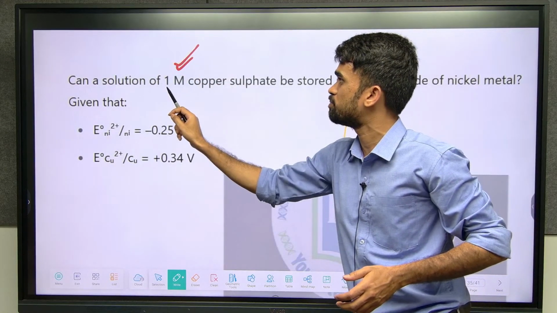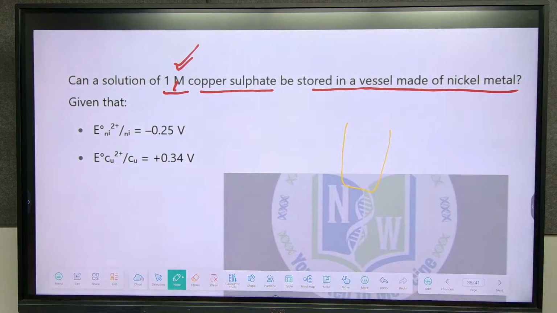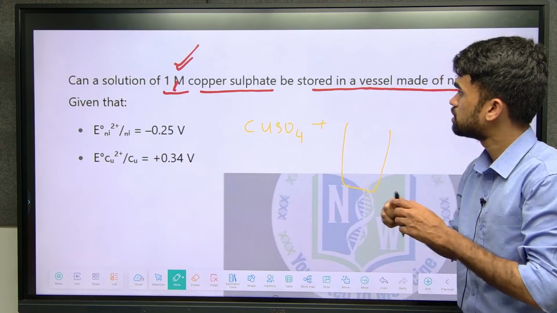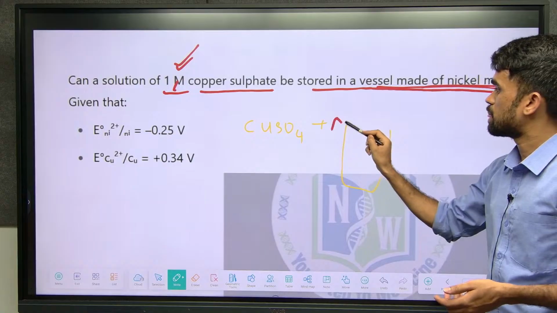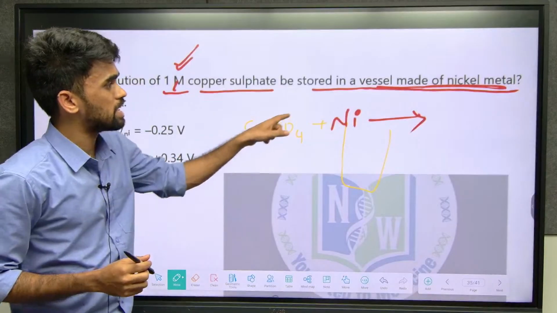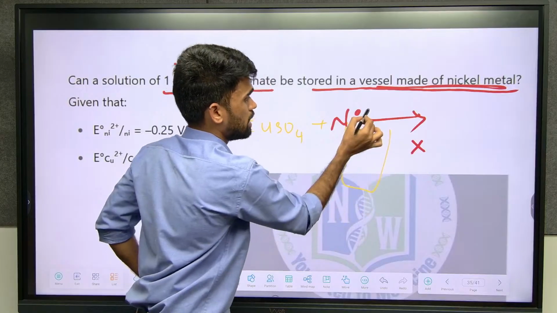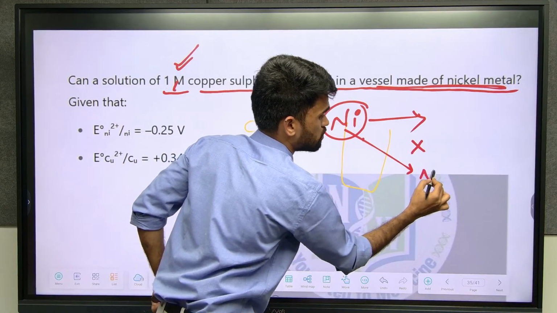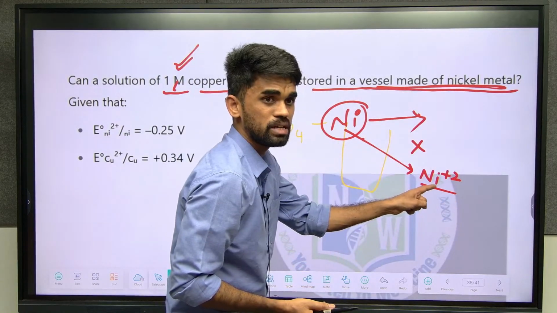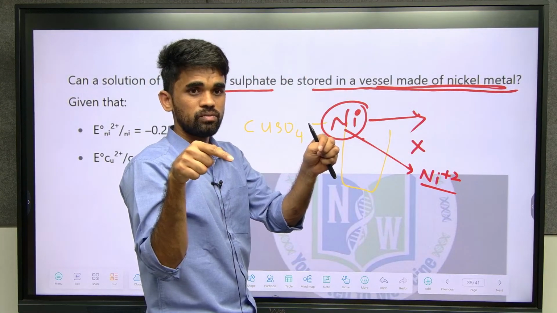See, can a solution of 1 molar copper sulfate be stored in a vessel made up of nickel or not, they are asking. What they are asking: copper sulfate in what? Nickel metal. See here, whether it is possible or not means, if the reaction is taking place spontaneously, we should not keep it. It means what? Nickel vessel, if it is undergoing oxidation, what happens to that? It will convert into +2 ion. If it is converting into +2 ion, whatever the vessel is, you are going to have some holes in it now. Why holes?